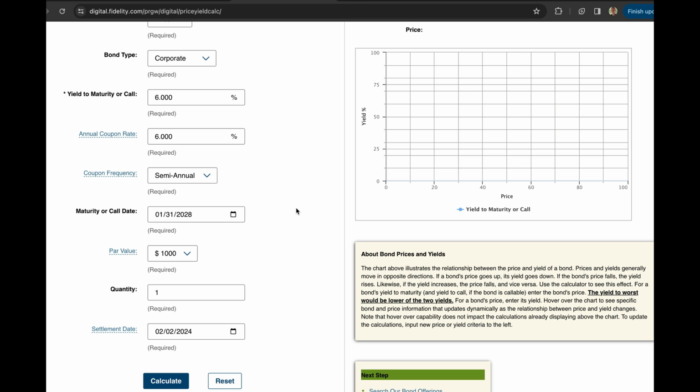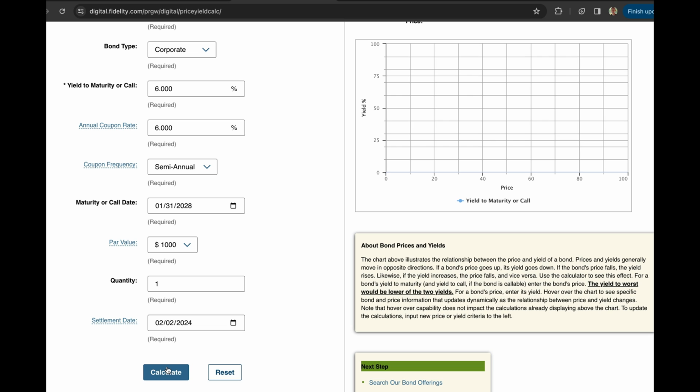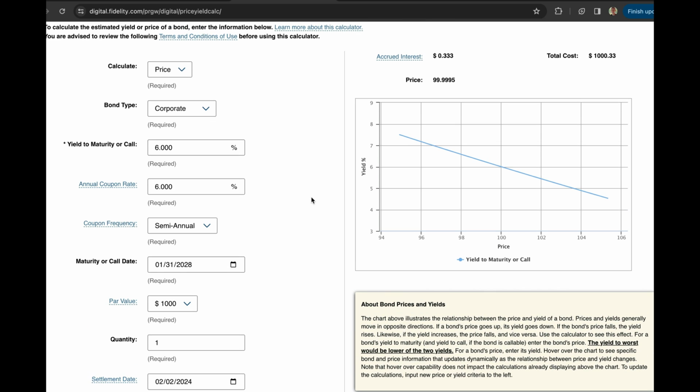We're going to leave the settlement date where it is, and we're going to click this calculate button. And because the yield to maturity rate and the annual coupon rate are the same, the price on this bond should come out to be right around the face value, because like I said, it's being sold on par or at par. I've heard it both ways. And so when those two rates are the same, the cost of the bond should equal the par value.